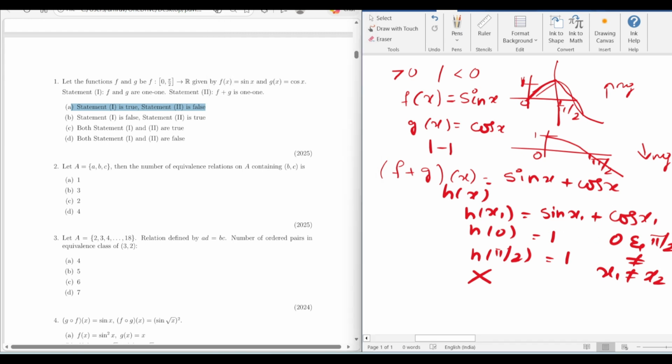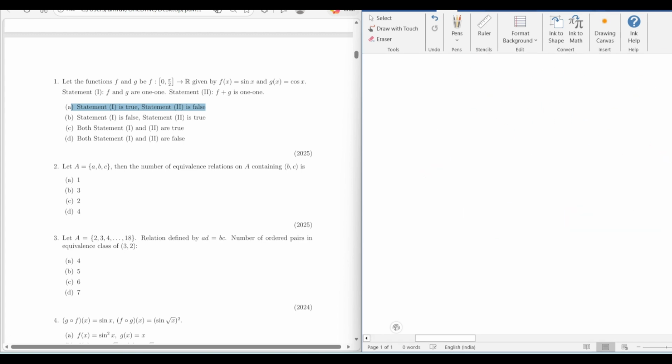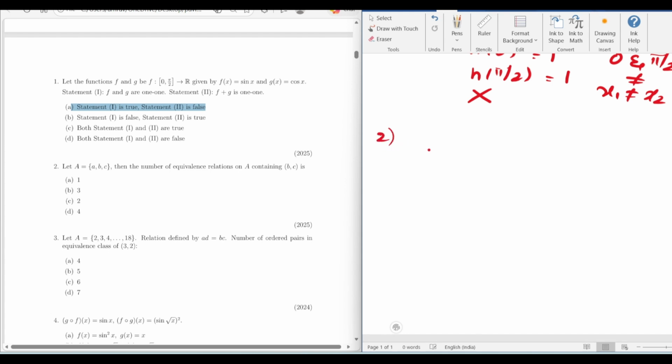So now let us go with the second question. Hope you are understanding. This short trick will surely help you whenever you come across these type of questions. We'll go for second one.